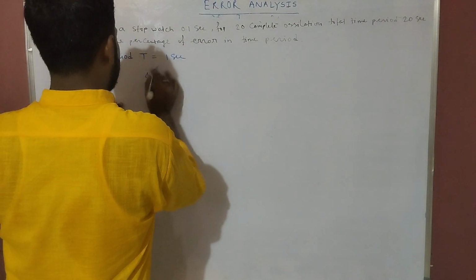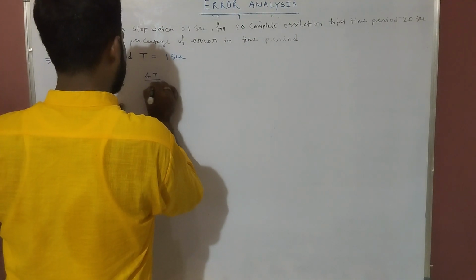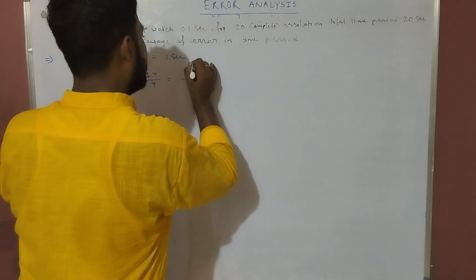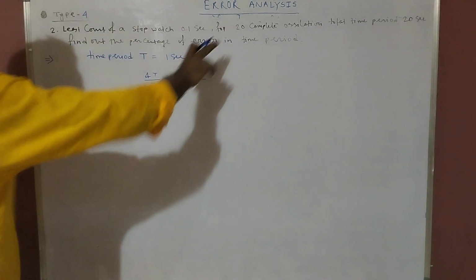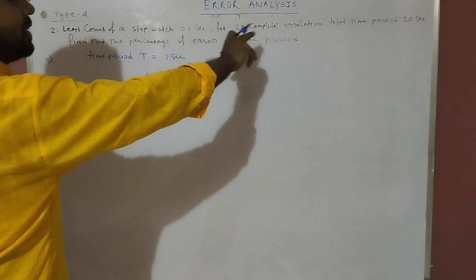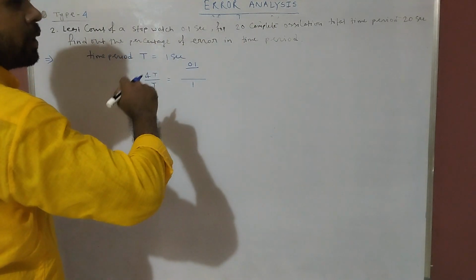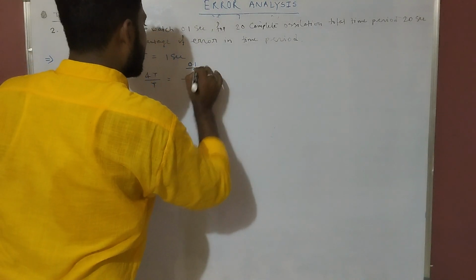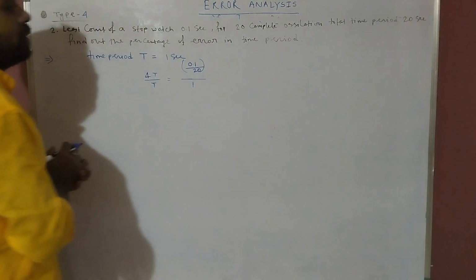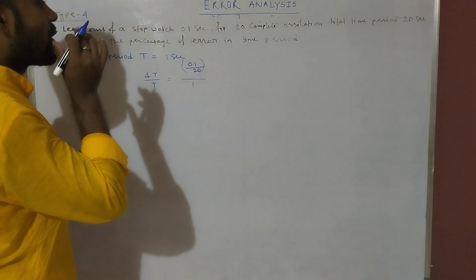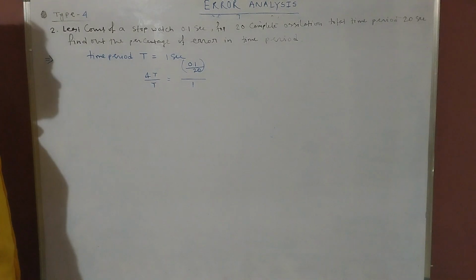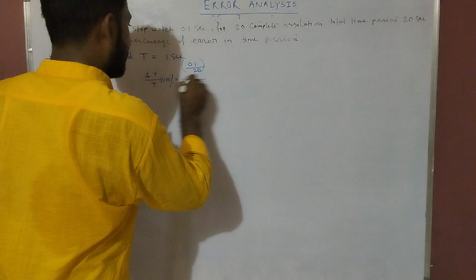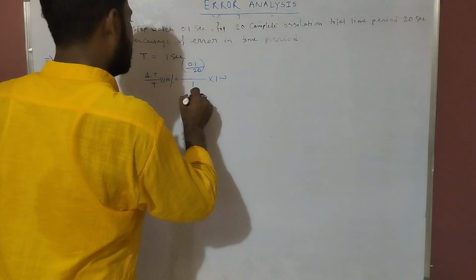If I calculate del t by t, t means 1. Del t means 0.1, but for 20 oscillations the reading is taken 20 times. That's why the error will be 20 times less. That's why the error will be 0.1 by 20. Understood or not? And you have to multiply by 100 because you have to find out the percentage of error.